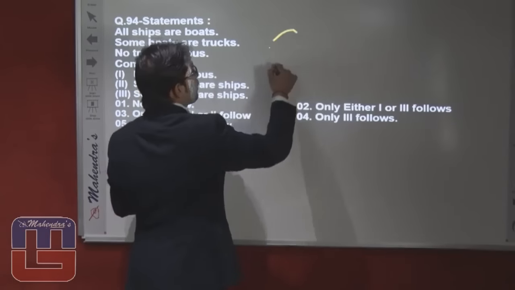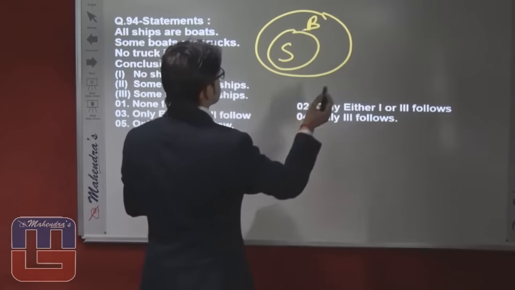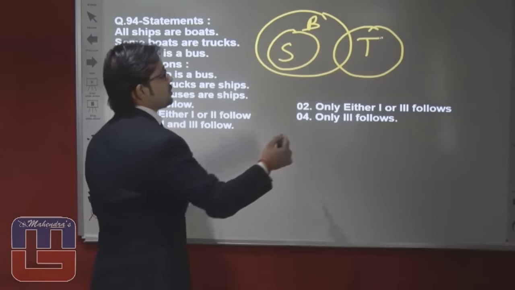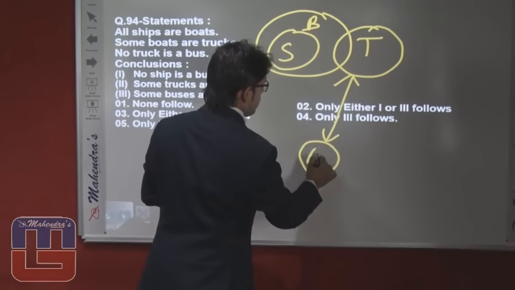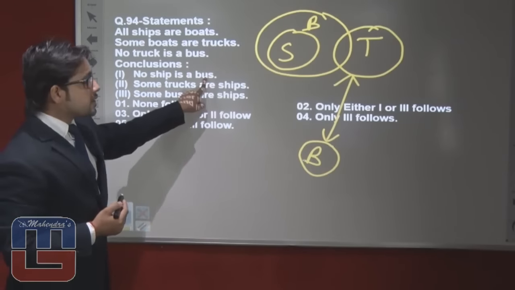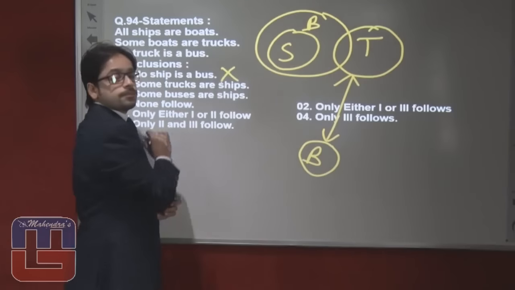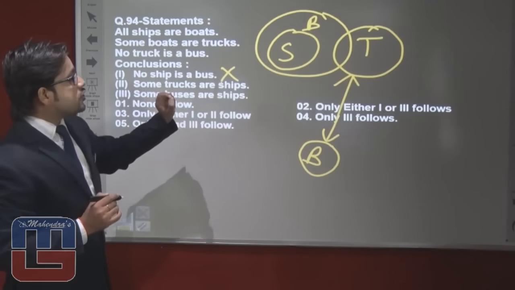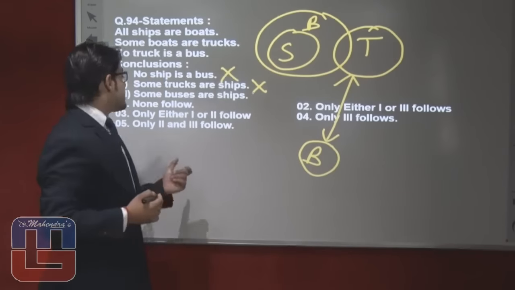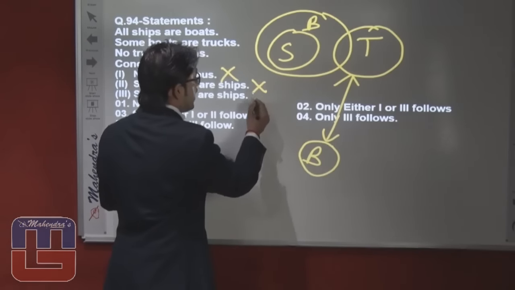All ships are boats. Second statement wants to know: some boats are trucks. Third statement is no truck is bus. In the first conclusion, the examiner is saying no ship is bus. There is no relation between ship and bus, so this conclusion is false. Second conclusion, some trucks are ships. We cannot conclude that some trucks are ships, so the second conclusion is also false. Third conclusion wants to know whether some buses are ships. Some buses are ships, again false.